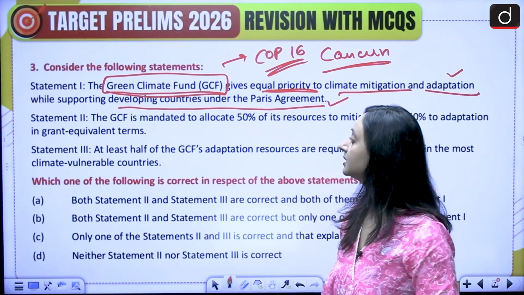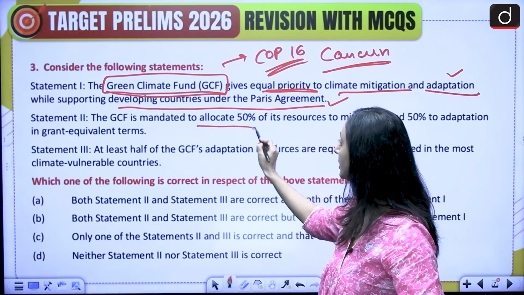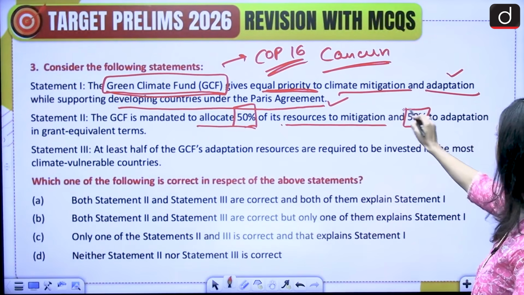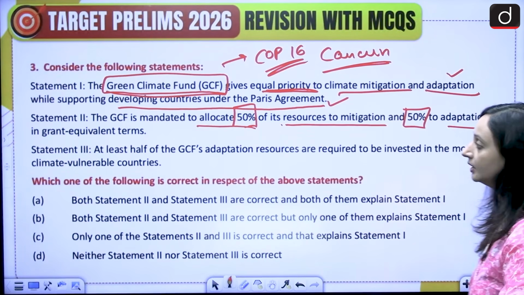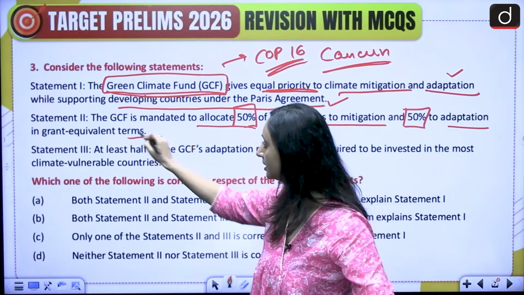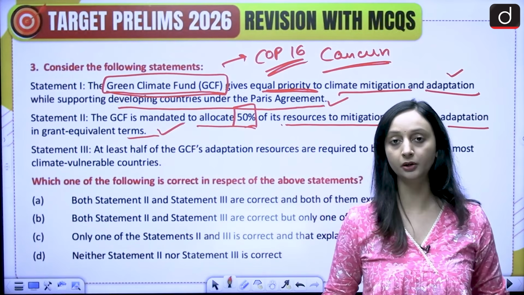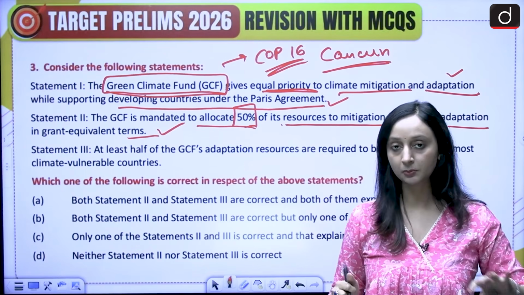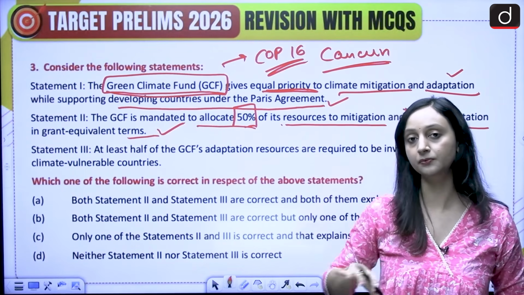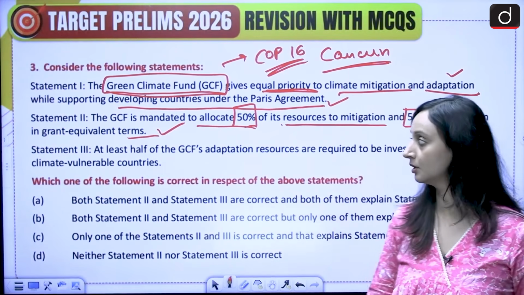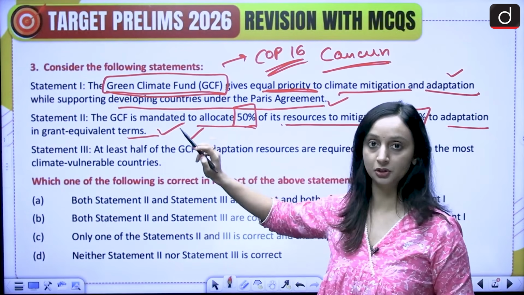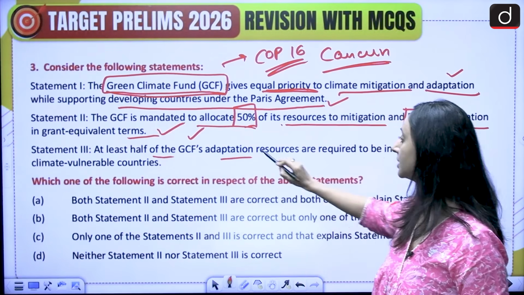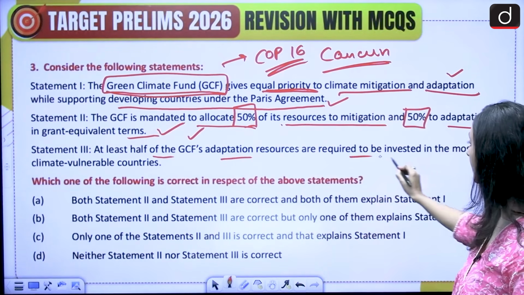So the second statement says that it is mandated to allocate 50% of its resources to mitigation and 50% to adaptation in grant equivalent terms. Correct, because it gives equal priority to both adaptation and mitigation measures. So the fund allocates 50% of its grant to mitigation and 50% of its grant to adaptation.